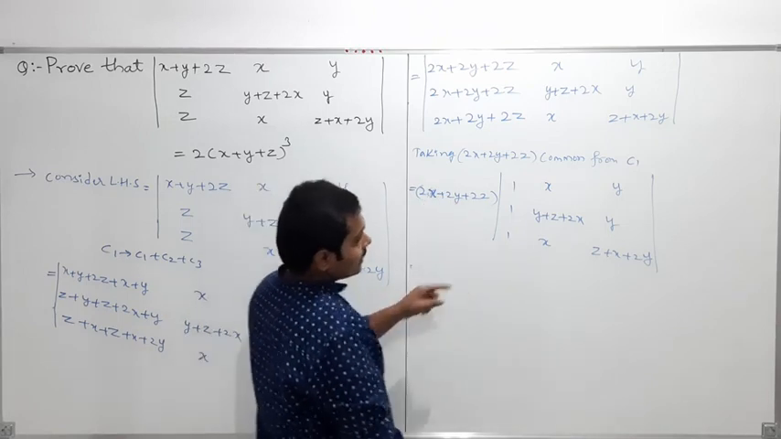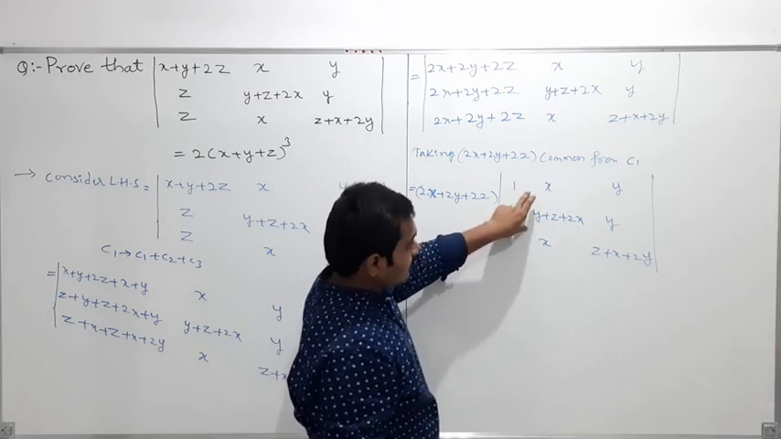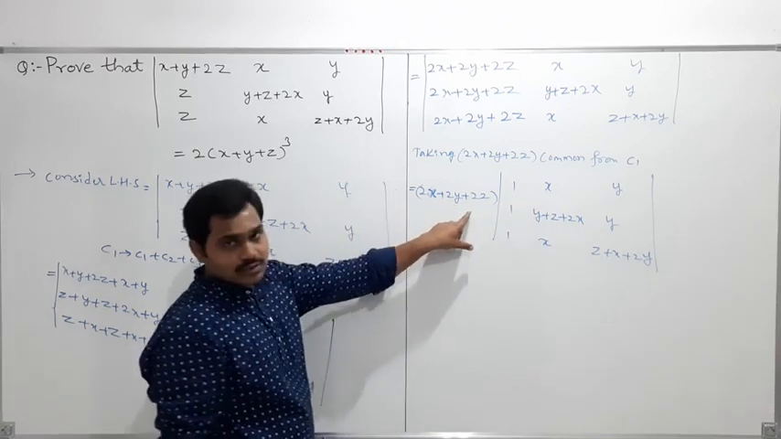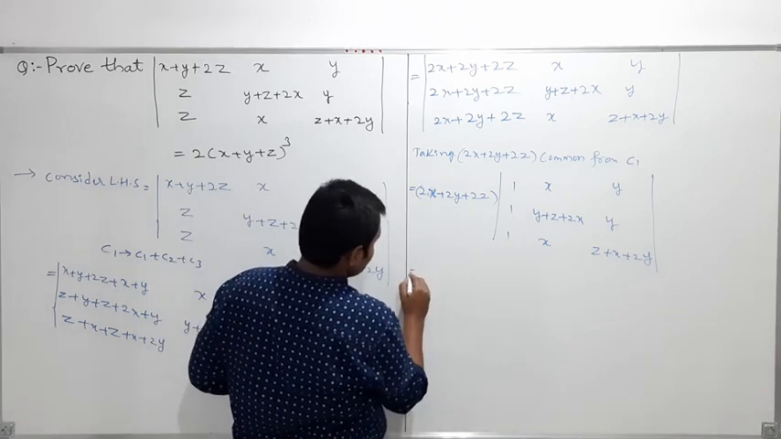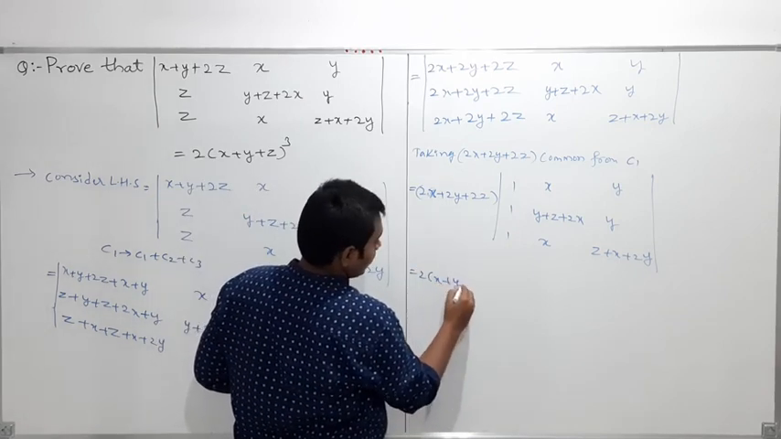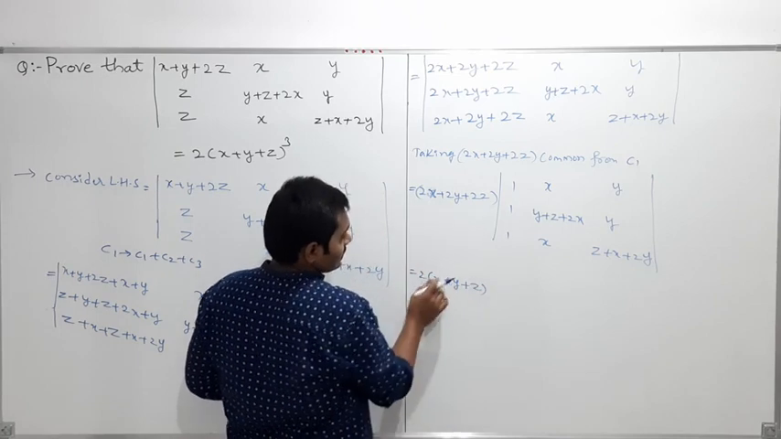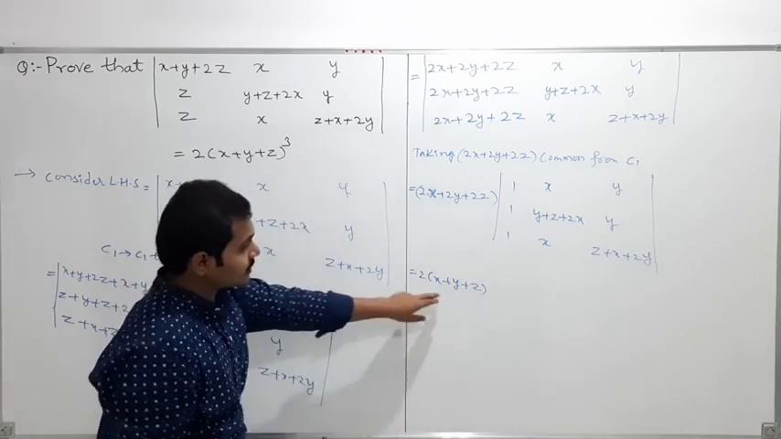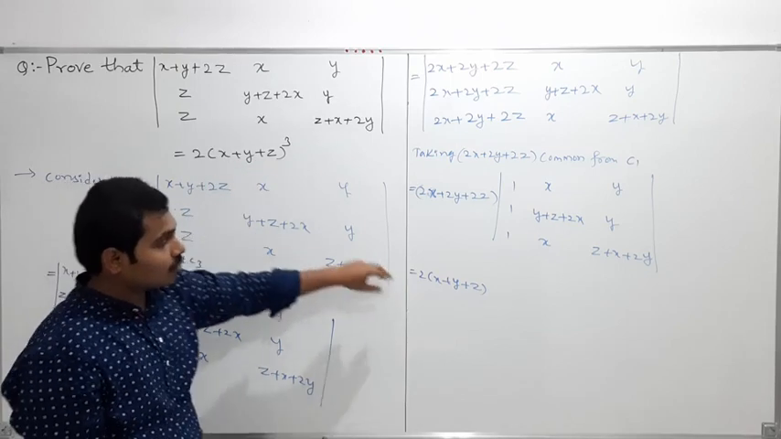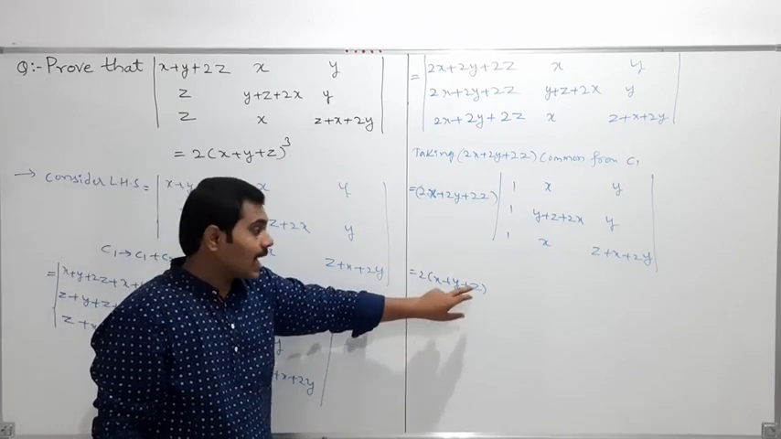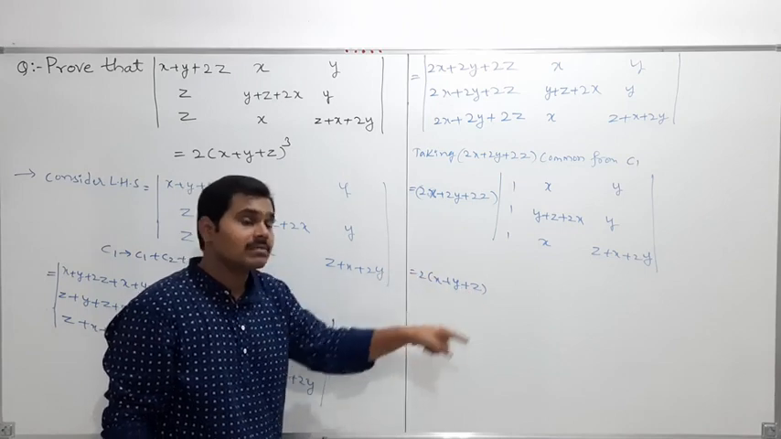And now, my dear students, to solve this determinant, only 2x plus 2y plus 2z is there. If I take the 2 common, this can be written as 2 into (x plus y plus z). From this I got only 2 into (x plus y plus z), but I require (x plus y plus z) whole cube. Only the x plus y plus z term is there. Again, the (x plus y plus z) whole square term is required.